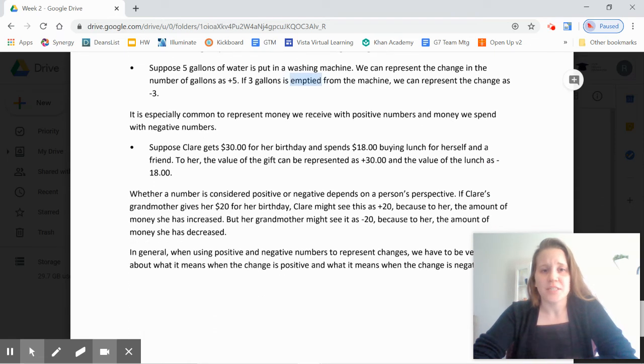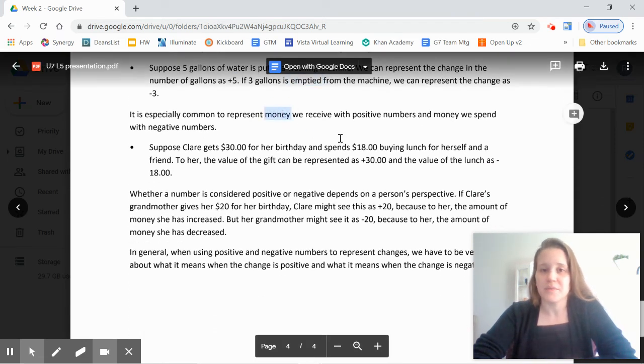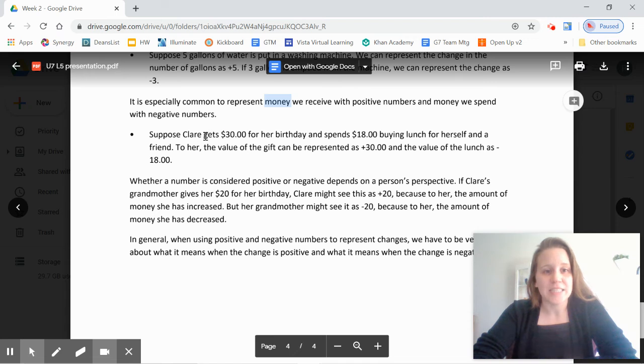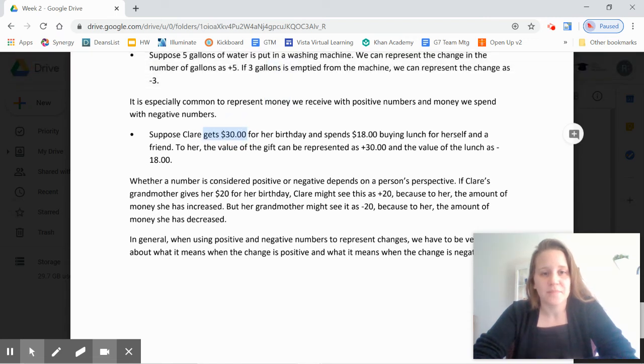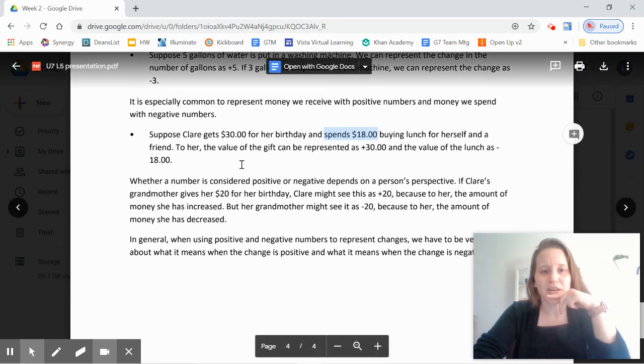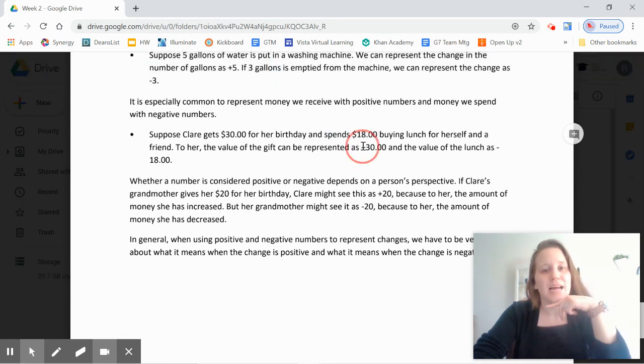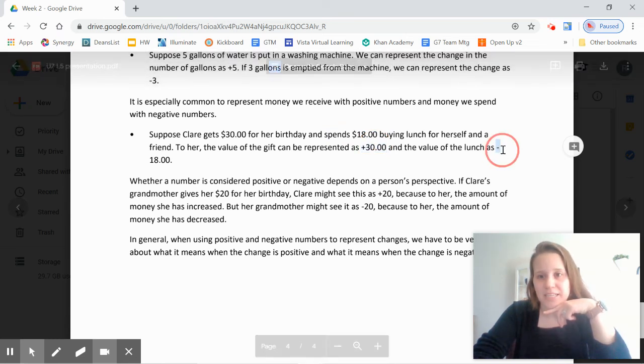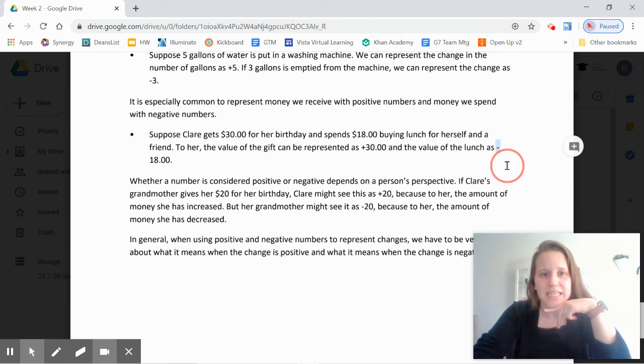It is especially common to represent money we receive with positive numbers, and money we spend with negative numbers. Suppose Claire gets $30 for her birthday, positive or negative? And spends $18 buying lunch for herself and a friend, positive or negative? To her, the value of the gift can be represented as positive 30, and the value of lunch as, well, the negative sign's over here, don't get tricked, negative 18.